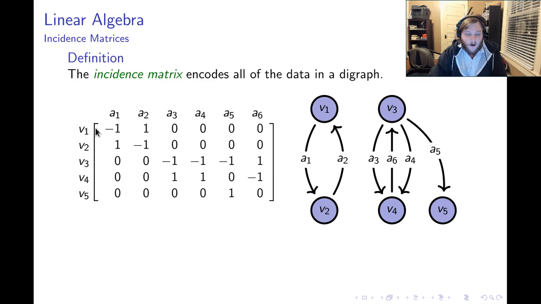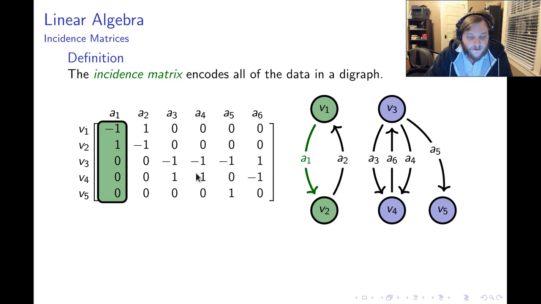Now I want to point out the rows and the columns have meaning numerically to the nodes and the arrows. So I've included labels for each of the rows according to the nodes and labels for the columns according to each of the arrows. Those labels are not part of the matrix. Those labels are just there for me to remind myself which column corresponds to which arrow and which row corresponds to which node. So how do we build the incidence matrix? Why is this matrix filled with all these zeros and ones and negative ones?